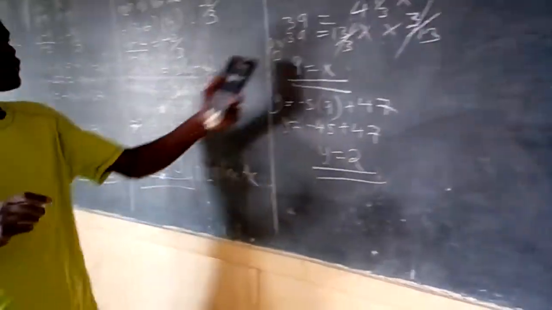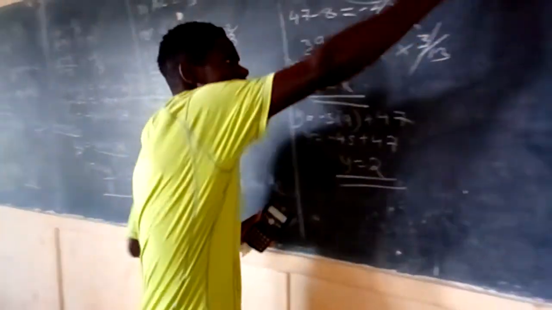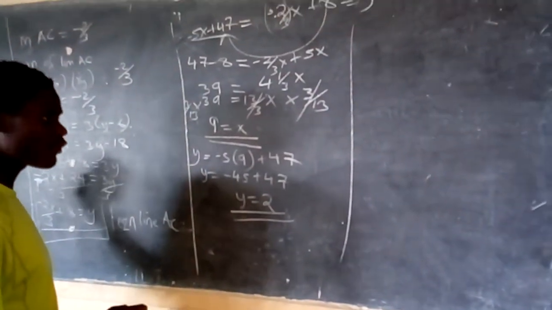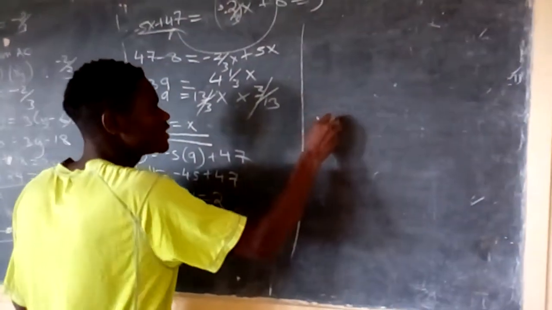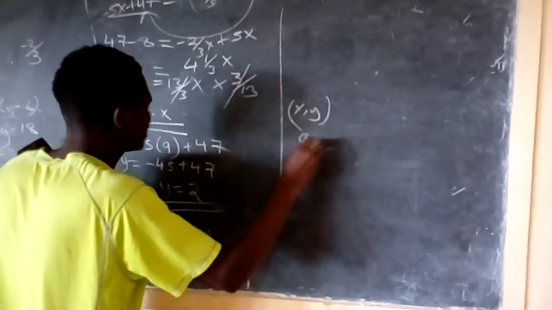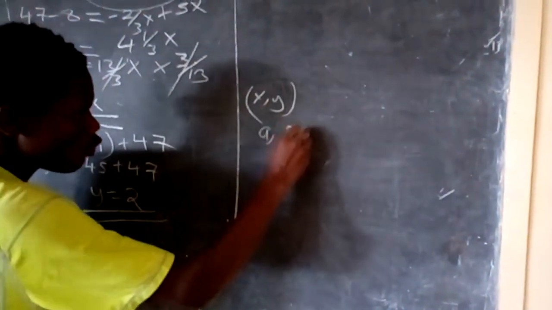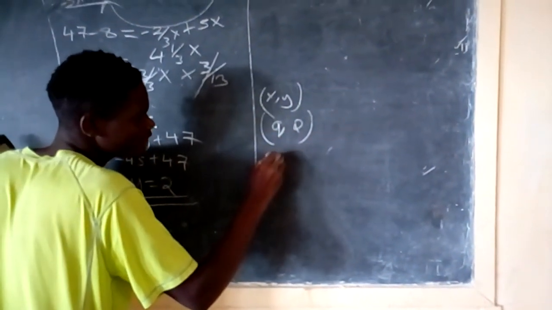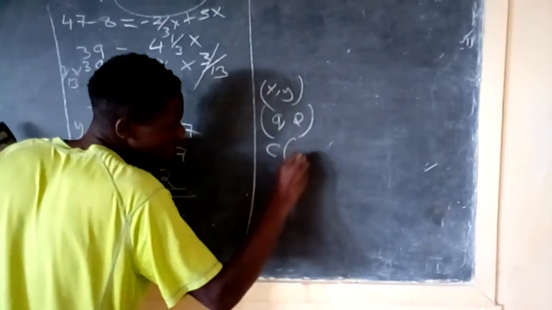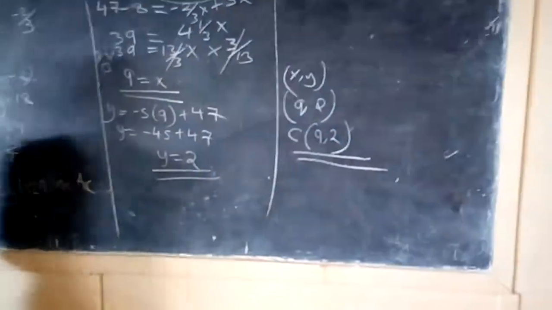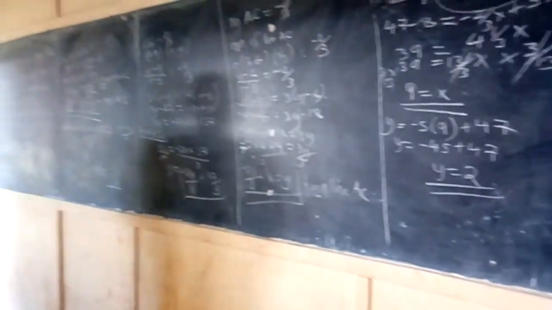Now, having the value of x and y, and you know a point C is a coordinate point, it must be in the form of x, comma, y. Then what is the value of x? 9, 2. And that is the coordinate of that point. Now the coordinate of point C is 9, 2. And that is the end of that.